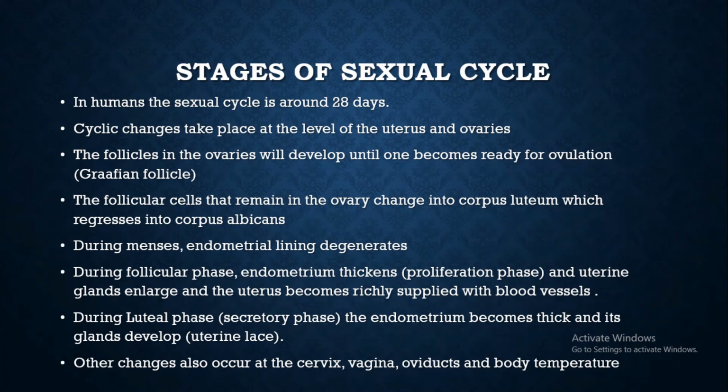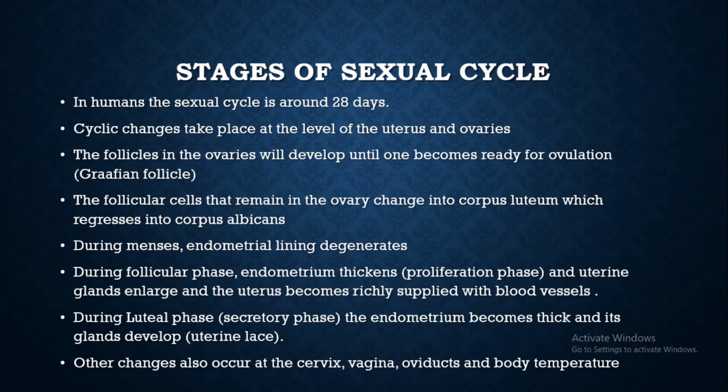And the luteal phase, or what's known as the post-ovulatory phase, which is also known as the secretory phase in the uterine cycle. In this stage, the endometrium becomes very well thick, and the glands at the level of the uterus become very well developed, and we call them in this case the uterine lace.